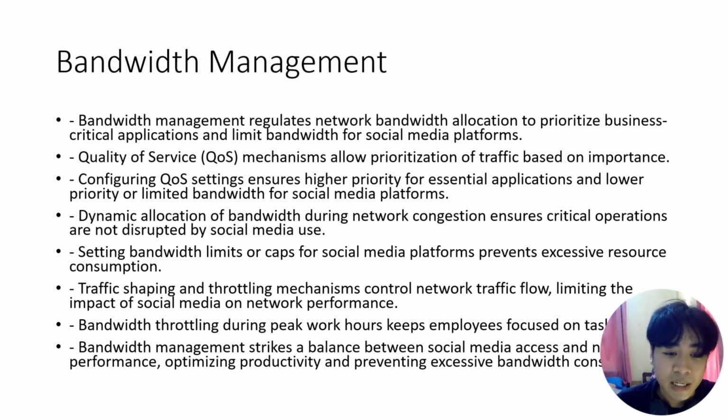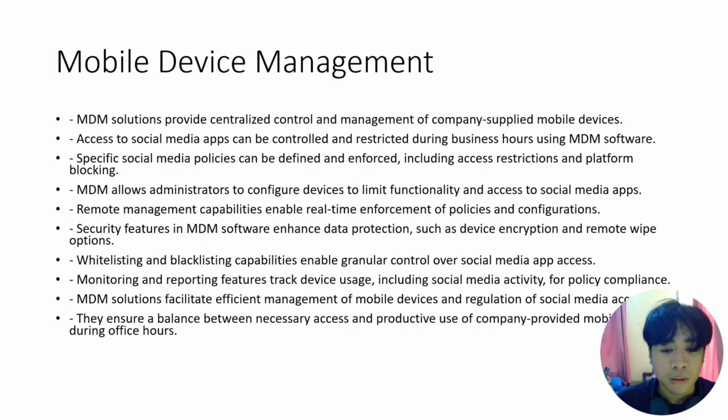Bandwidth limits and caps can be set for social media to prevent excessive resource consumption. Traffic shaping and throttling can control network traffic flow, allowing for reduced bandwidth during peak work hours. By implementing this technique, organizations can strike a balance between providing access to social media and ensuring optimal network performance for critical business operations, thereby promoting productivity and efficiency in the workplace.